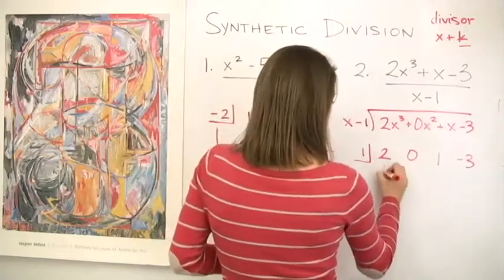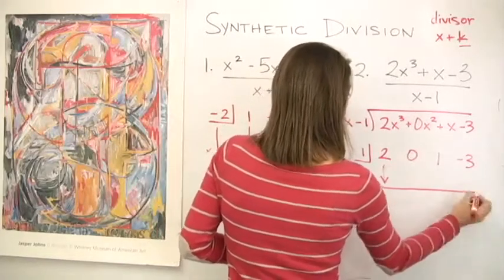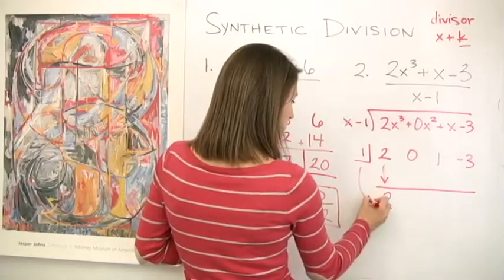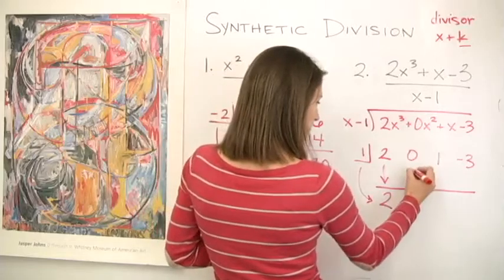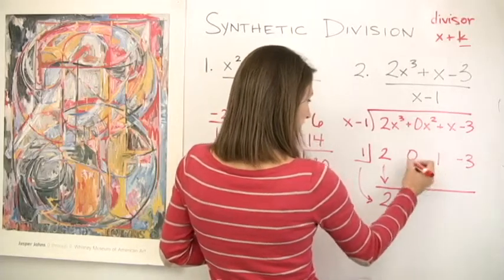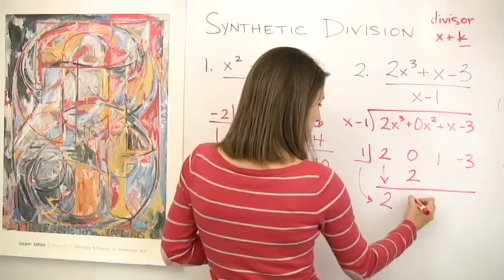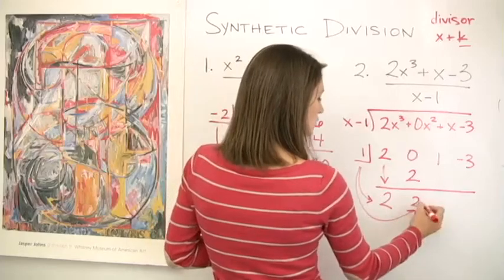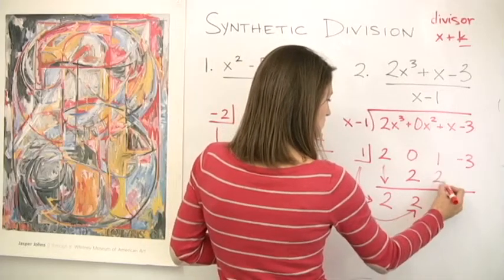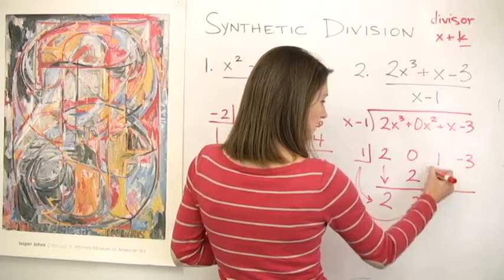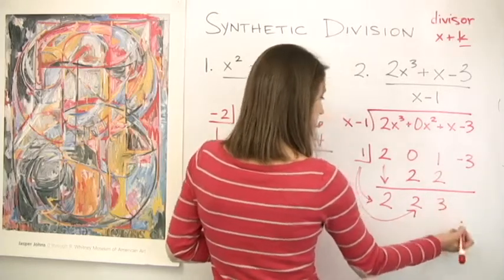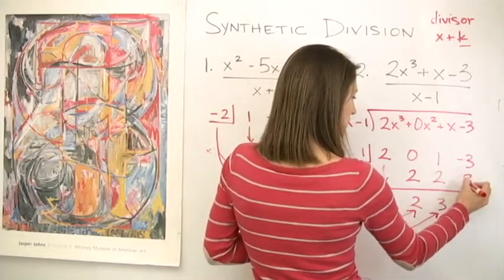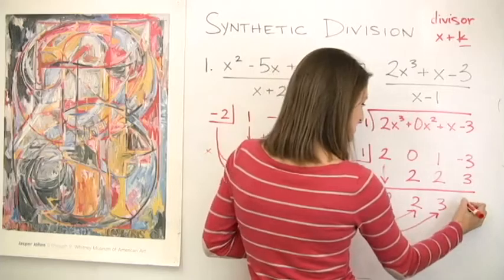And then we proceed. So we move down our 2 and we do our multiplication and our addition. So we put our 2 here, we're going to multiply 1 times 2 and put it up here under our 0, which is 2. And then we add 0 plus 2 is 2. And we're going to multiply again. 1 times 2 is 2. We're going to put it up here, which is 2. 1 plus 2, we're going to add this, gives us 3. And then 1 times 3 is 3. We're going to put it here, and we're going to add -3 plus 3 is 0.